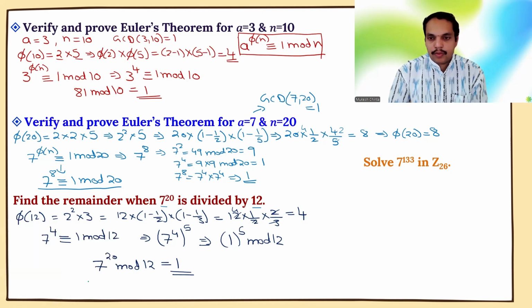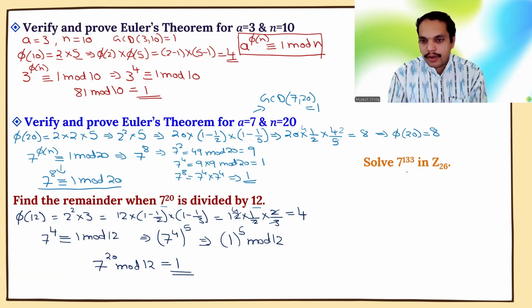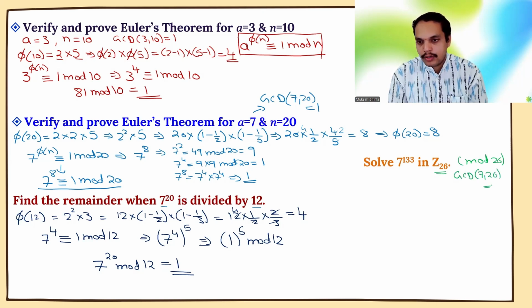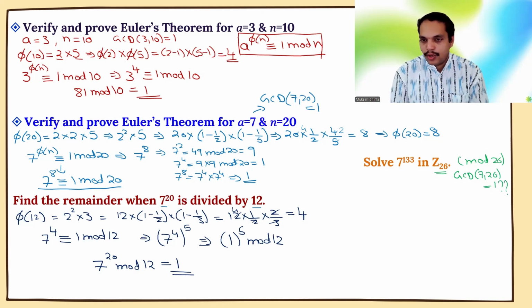Okay, so let me take another one. Solve 7 power 133 in Z26. Z26 is nothing but mod 26. This is the finite field which belongs to mod 26, isn't it? Now let us solve this. Once again, you have to check whether the GCD of 7 comma 26 is 1 or not. So this is 1, isn't it?